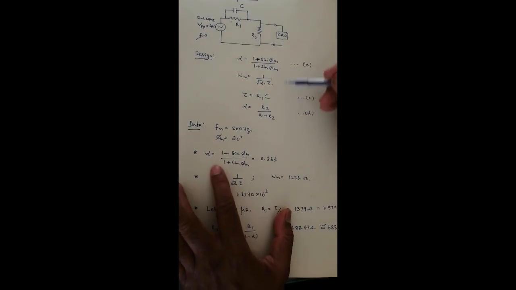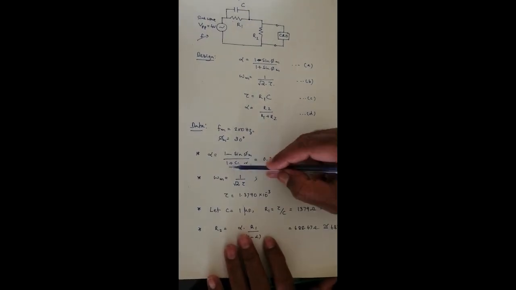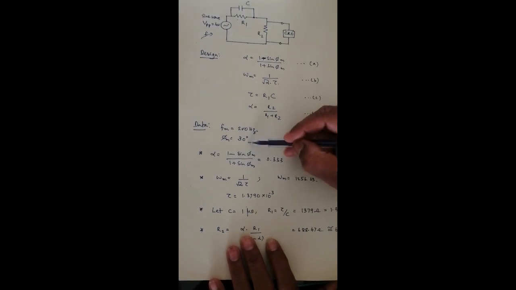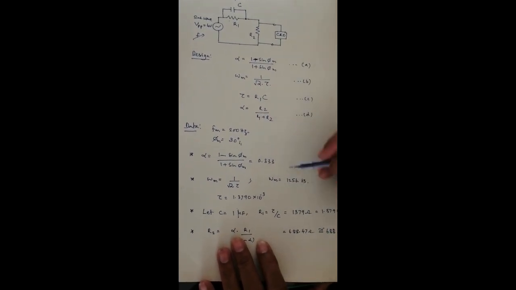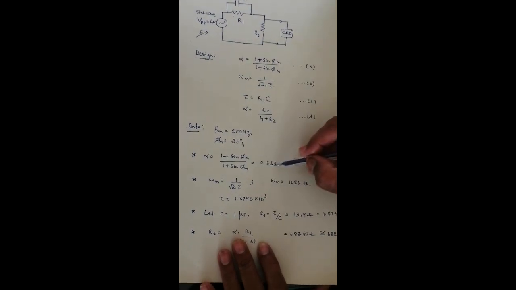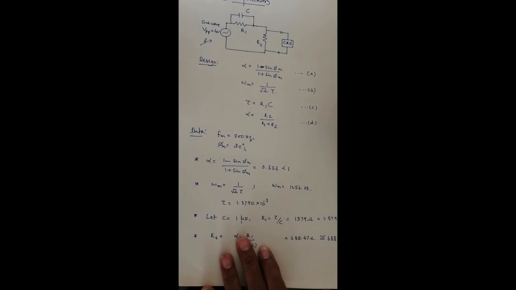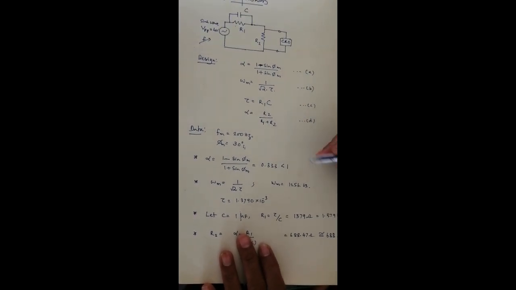As we know, alpha is given by 1 minus sin phi m divided by 1 plus sin phi m. You should start your design with this equation. You know phi m is 30 degrees. So if you substitute that, alpha becomes 0.33. Remember, always alpha value should be less than 1. That is how you can cross check your answer.